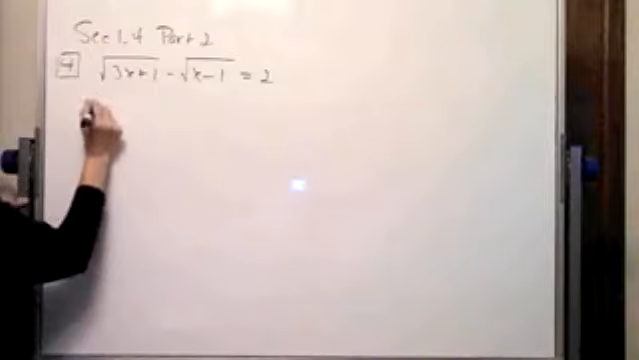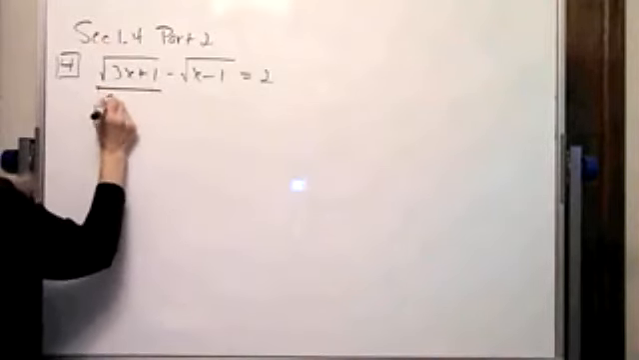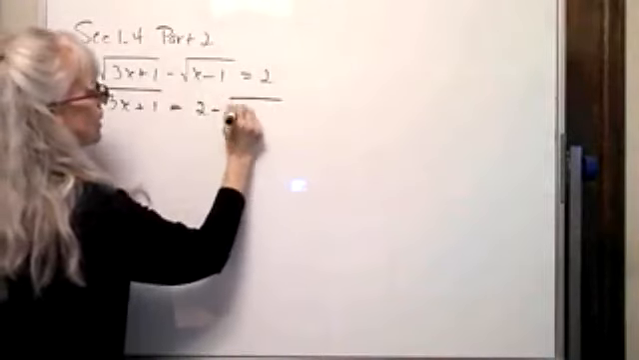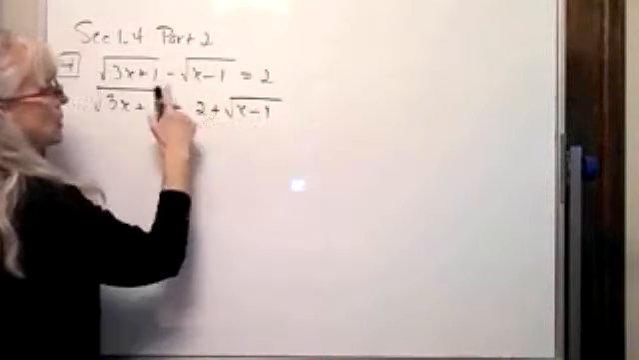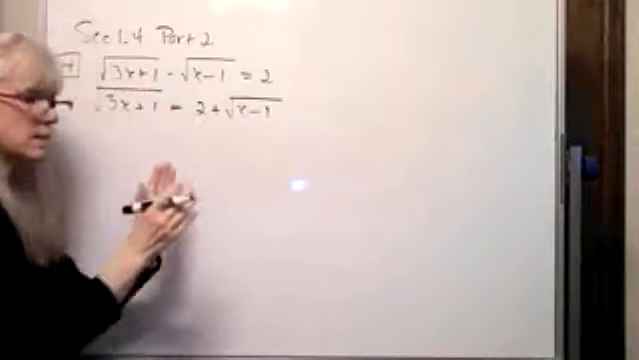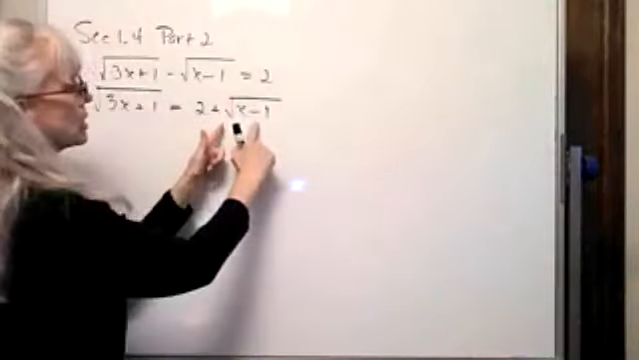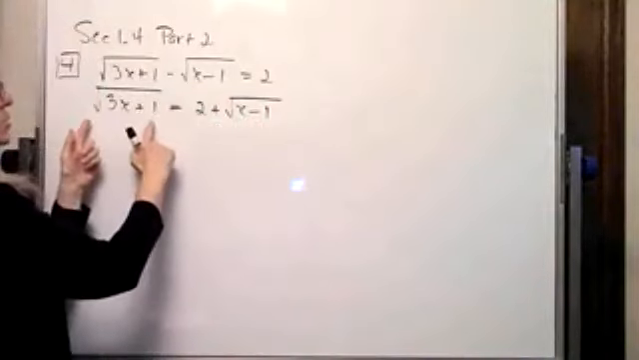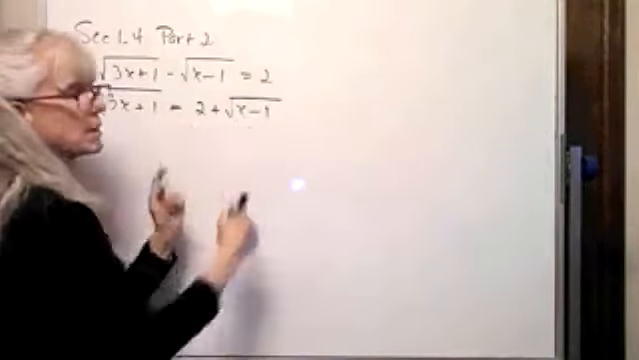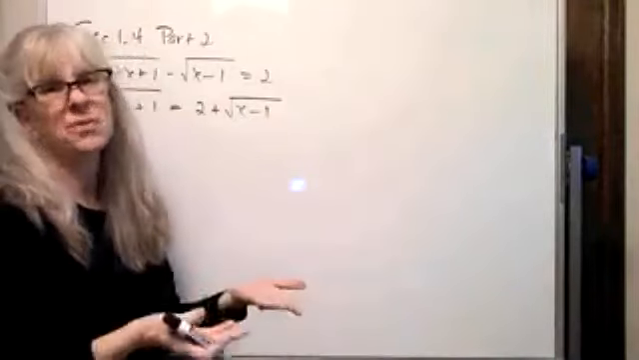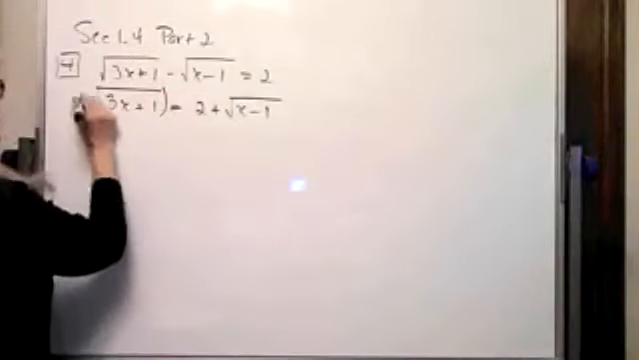So that would give me the square root of 3x plus 1 is equal to 2 minus the square root of x minus 1. Sorry, that should be a plus. When I move the radical to the other side, the entire term becomes a positive square root of x minus 1. What you're going to notice is we have a single term on the left side. We have 2 terms on the right side. So when we go to square it, we're going to need to FOIL. We're going to square both sides.